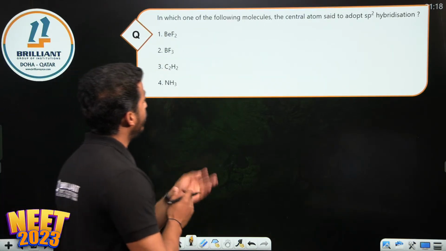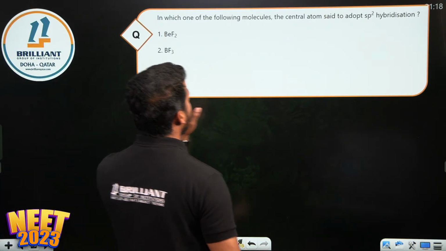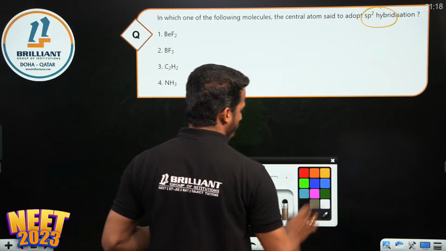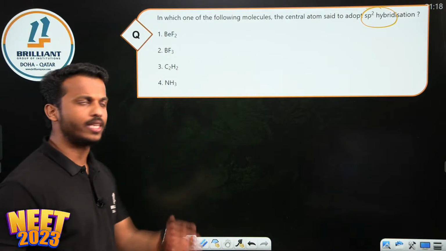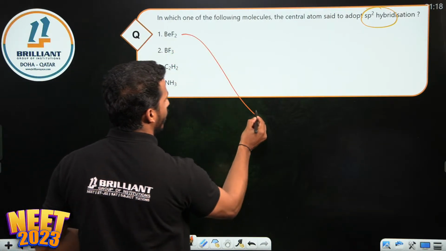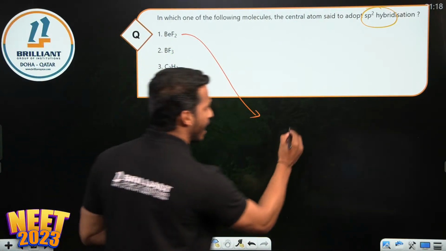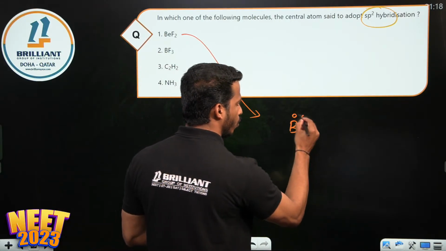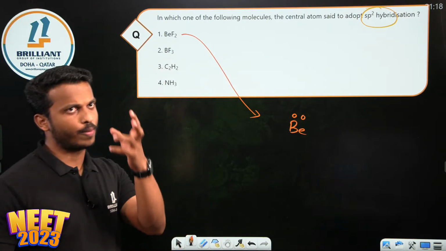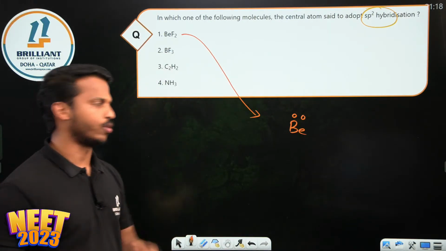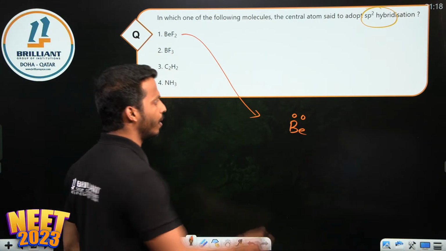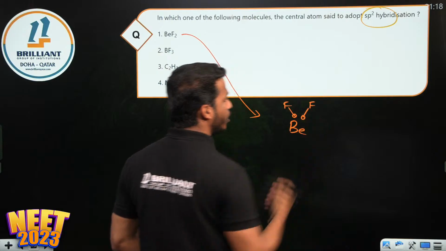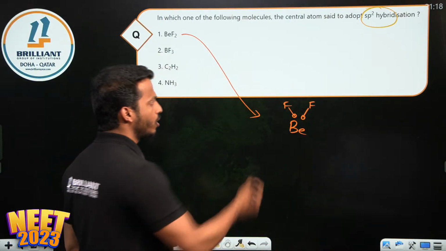Next question. In which one of the following molecules is the central atom said to adopt sp2 hybridization? How to calculate hybridization? It's so easy, dear all. Let us consider BeF2. Which is the central atom? Be. What is the valence electron of Be, dear all? 2, because the atomic number is 4, so the configuration is 1s2 2s2. So beryllium valence electron is 2. It is surrounded by 2 fluorine atoms. Each fluorine requires 1 electron.